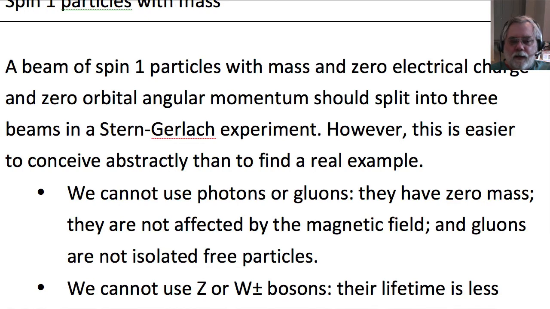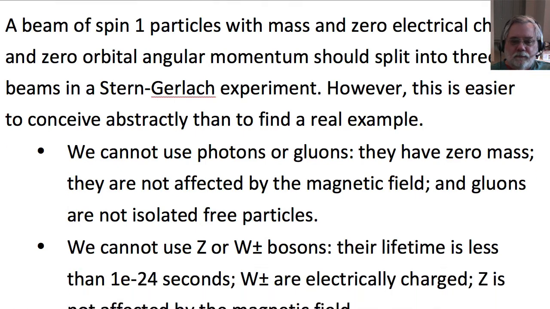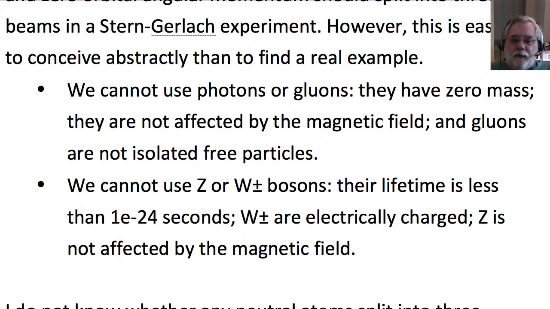We cannot use photons or gluons. They are spin 1 particles, but they have 0 mass, they're not affected by the magnetic field, and gluons are not isolated free particles. We cannot use Z or W plus or minus bosons. They're spin 1 particles, but their lifetime is less than 10 to the minus 24 seconds. W plus and minus are electrically charged, and Z is not affected by the magnetic field.